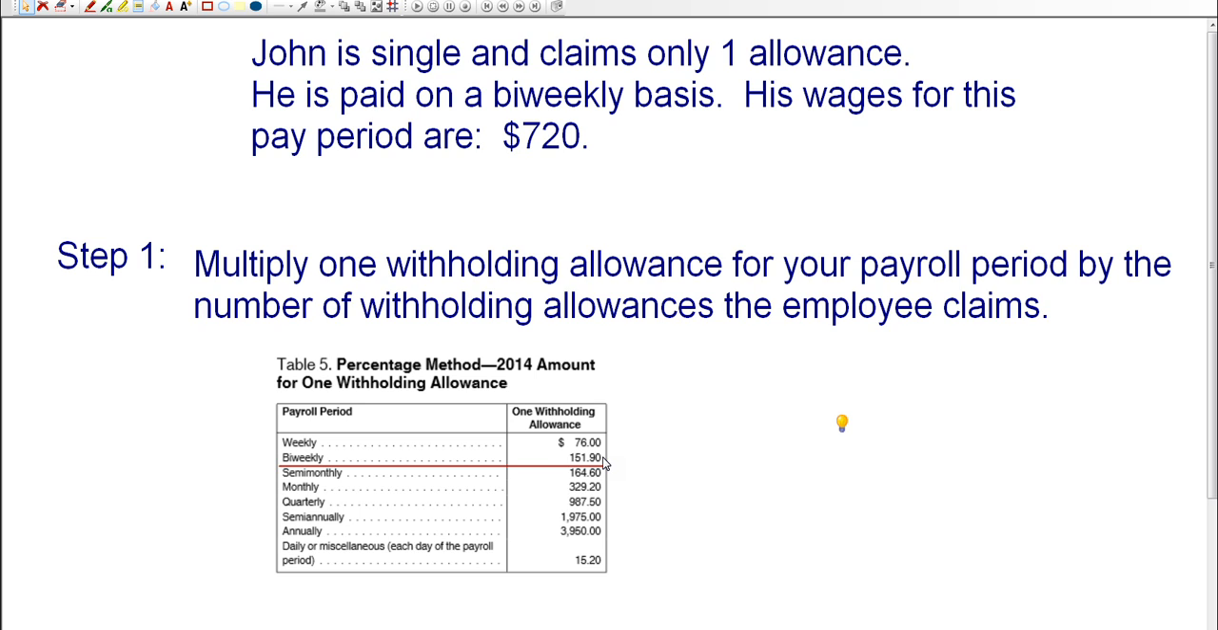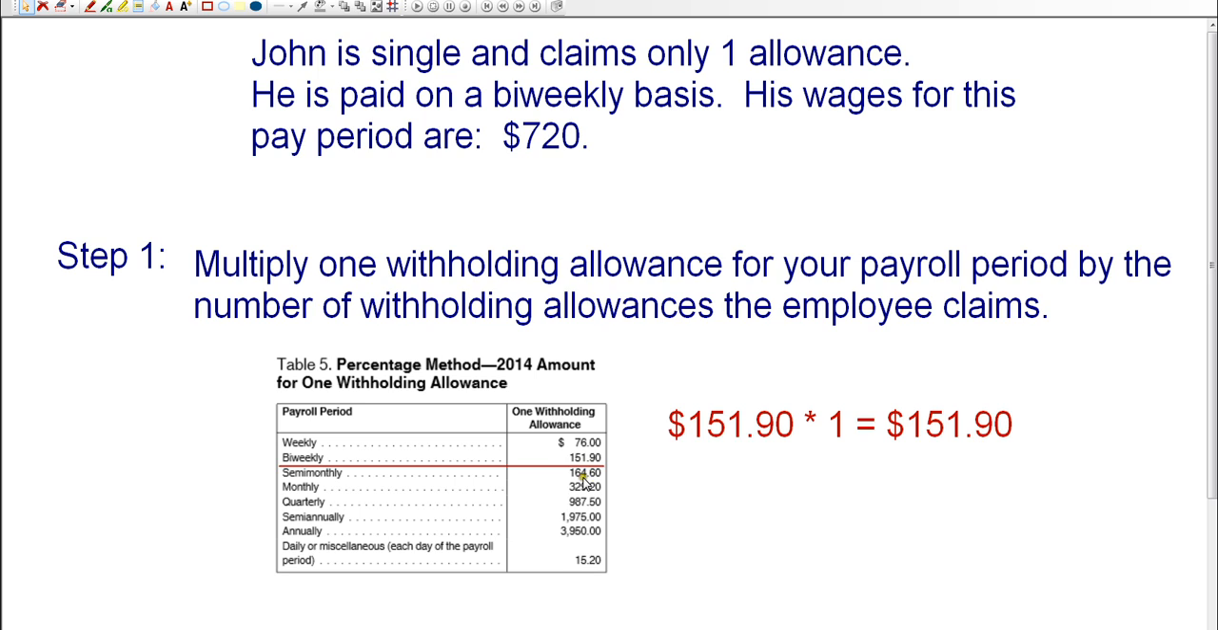And you want to multiply that by the number of withholding allowances that they have claimed. So for example, John is paid on a biweekly basis, so we're going to use the second line, which is $151.90. John has only claimed one allowance, so $151.90 is what we need to use for John. If John had claimed two allowances, then we would multiply this number by two. $151.90 times one allowance is $151.90. So this is the number that we are going to use in step two.